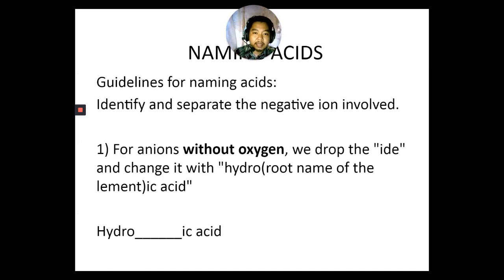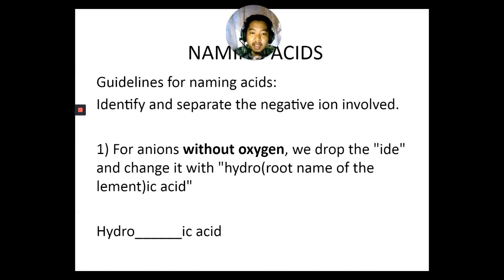Now, let me reiterate that. We would like to look for the second element or the second group of elements, the negative ion, because we already know that our first element is hydrogen, our H plus. So we would just like to separate the two to identify if there is an oxygen or no oxygen. Even without separating them, just by looking at them, you can already distinguish if there is or there is none. Why is that so? Because the oxygen affects the rule in naming them. So let's have an example.